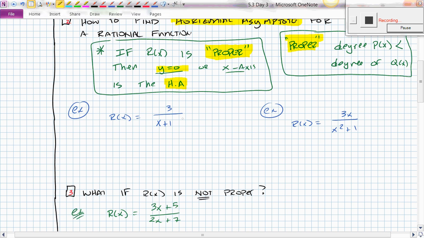So here are 2 examples I have for you. Take a look at this rational function, 3 over x plus 1. The degree on the numerator is like x to the 0, so the degree on the numerator is a 0. The degree on the denominator is a 1. And since 0 is less than 1, that implies that r of x is proper. If r of x is proper, then y equals 0 is the horizontal asymptote. And there you go.